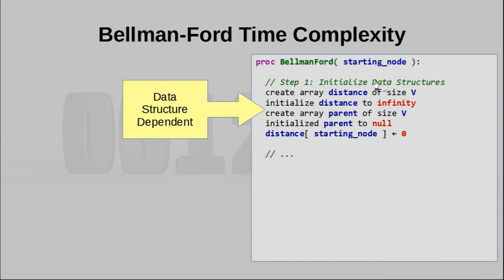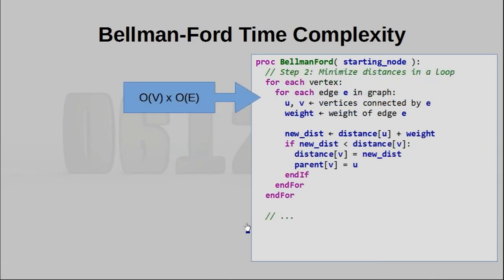Now, step 1 involves initializing data structures, and this of course depends entirely on the data structures you've selected. Unless you're using some really ineffective data structure, you should be able to get O(V) time. In this particular case, because we're using arrays, then yes, it'll be O(V) time, because we have to loop through and set V values in these arrays to infinity and null respectively. Step 2 is O(V) times O(E). The reason for that is of course because we have an O(E) for loop nested inside an O(V) for loop.